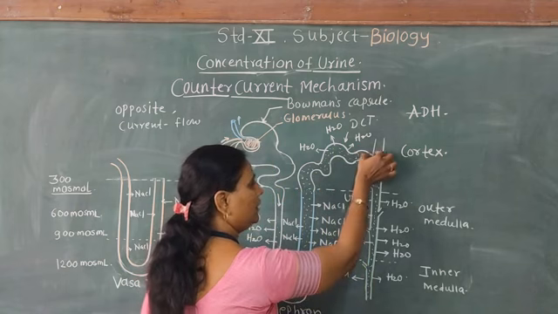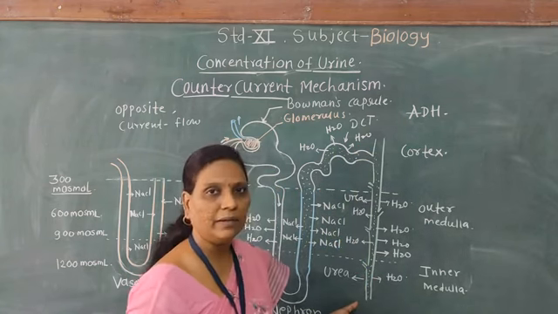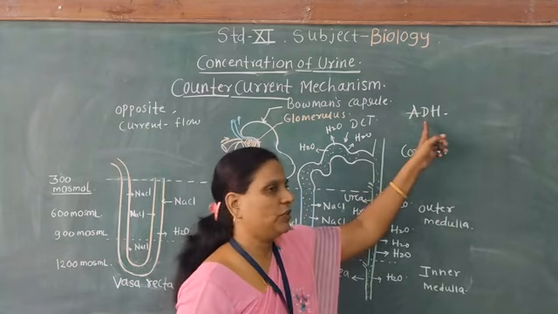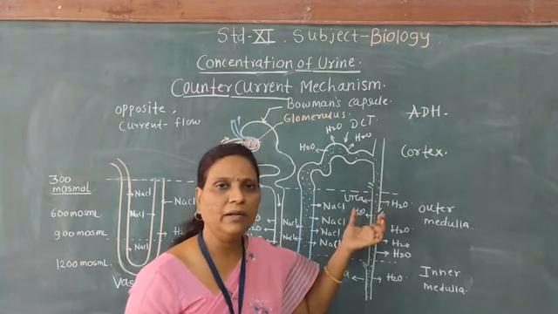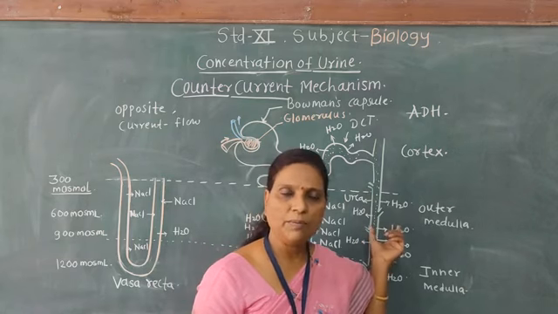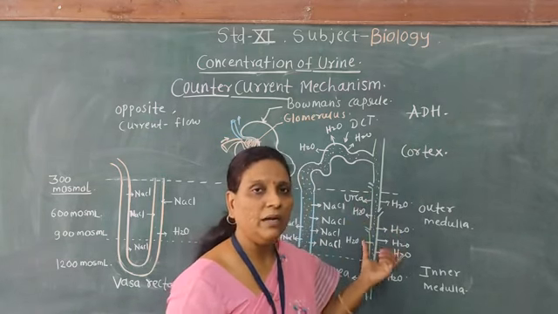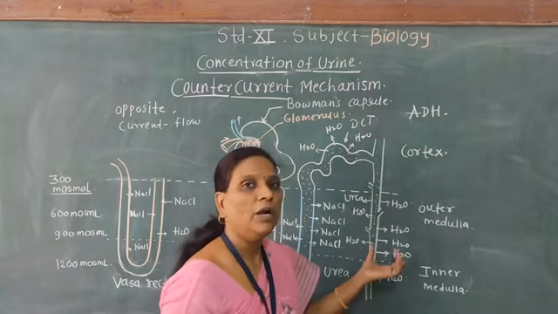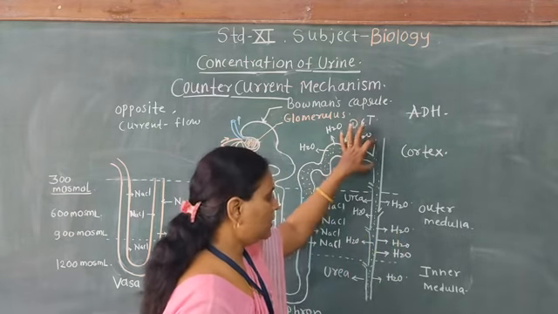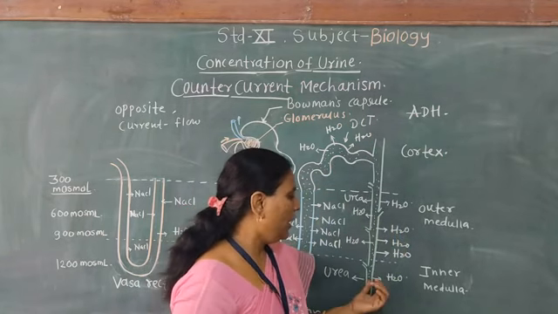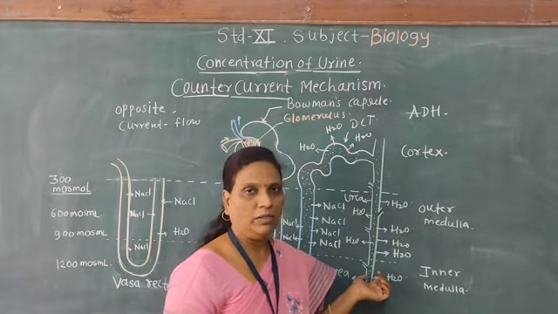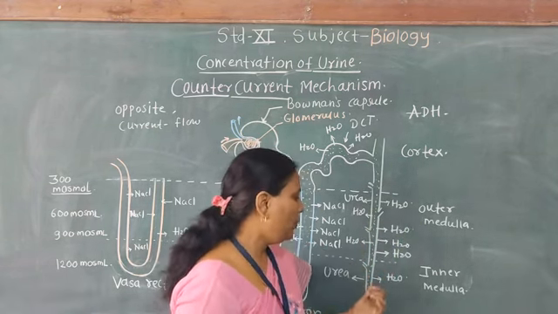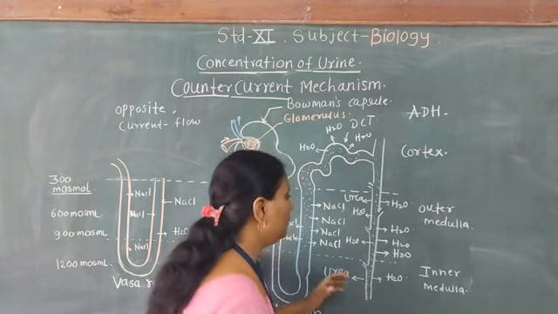And this concentrated urine comes into the collecting duct, which is again present in the medulla region, and the hormone ADH acts on the collecting duct and increases the absorption of water from it. So again the water moves out from the collecting duct into the tissue fluid, and due to this a greater amount of urea remains inside the urine.